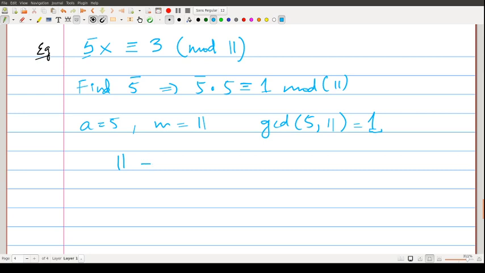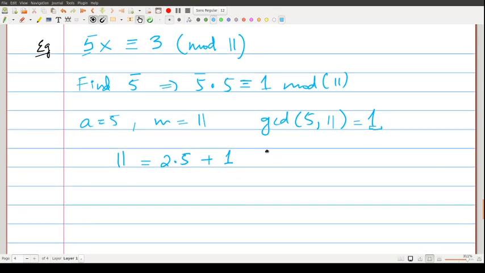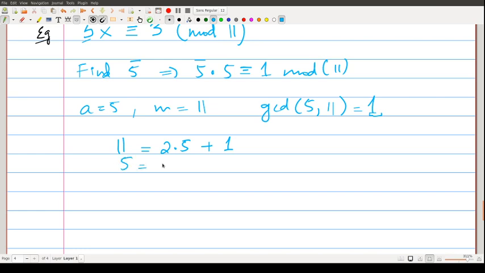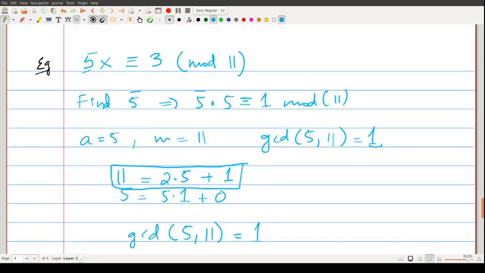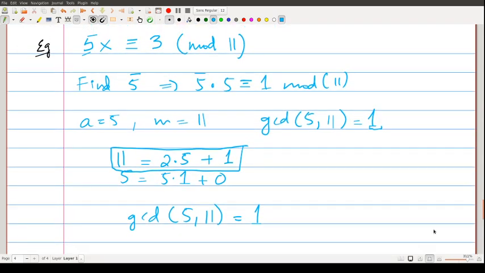So I divide 11 by 5, I get 2 times 5, which is 10, plus a remainder of 1, and as soon as you get a remainder of 1, you should know that you're done, right? Because the next step is definitely going to be 5 equals 5 times 1 plus 0. So at this point, remainder is 1 and you're done, okay? And so the GCD of 5 and 11 is equal to 1, okay? The GCD of 5 and 11, Jafar, not 5 and 3, because you're working in mod 11. You're looking for an inverse of 5 modulo 11, okay?